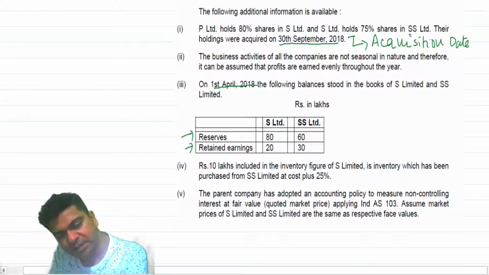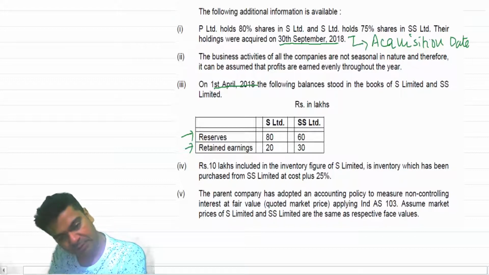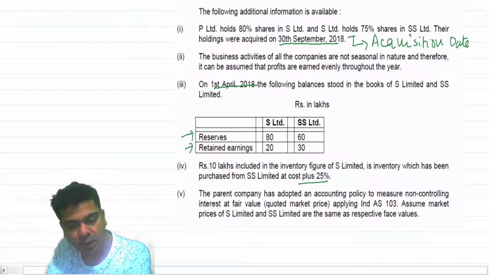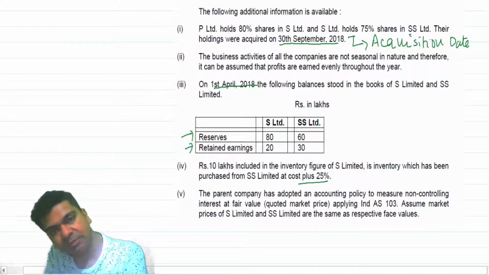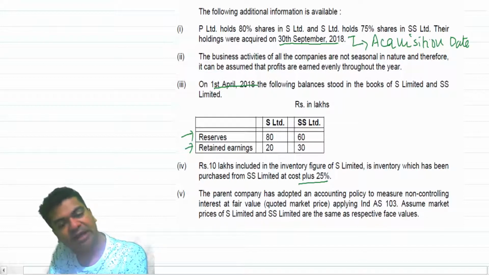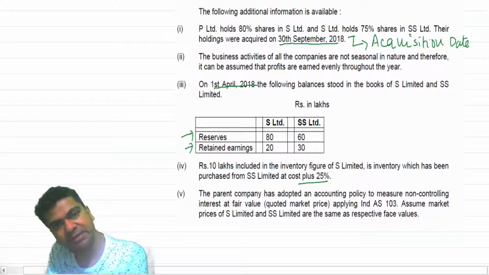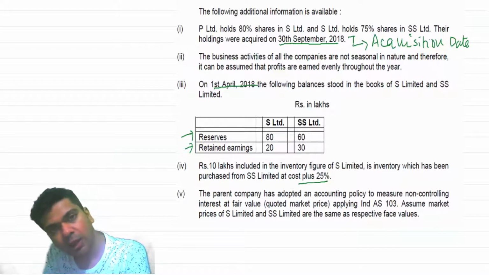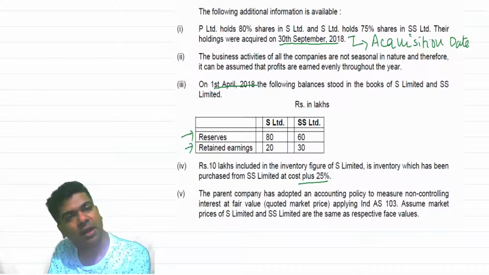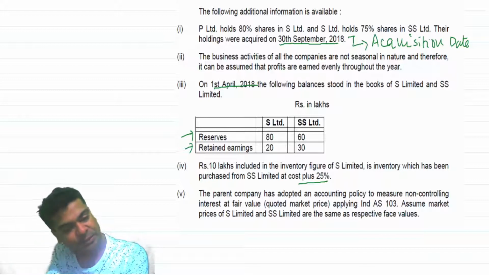Information 4, they are saying rupees 10 lakhs included in the inventory figure of S Limited is inventory which has been purchased from SS Limited at a cost plus 25%. So there seems to be a transaction between S Limited and SS Limited. SS Limited has sold the goods. See, they are saying it is inventory which has been purchased from SS. If you are saying purchased from SS, that means SS has made the sale. So when you do pre and post acquisition analysis of SS, at that time you should take care of the unrealized profit.